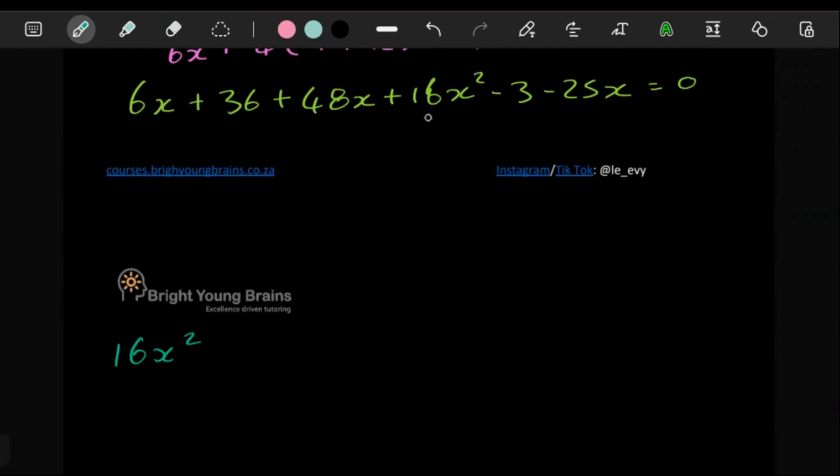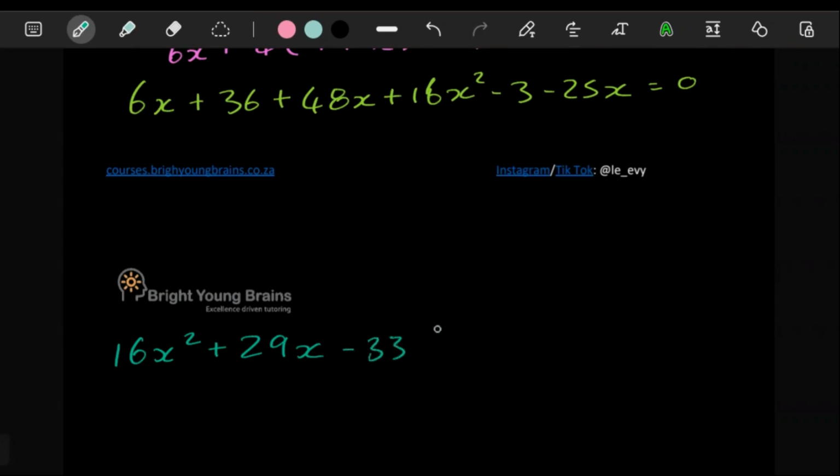So let's see, 16x squared, we can write it first. So here now, 6 plus 48 minus 25. Let's see what that gives us. 6 plus 48 minus 25. That's giving us 29x. 36 here minus 3. 36 minus 3 is 33.